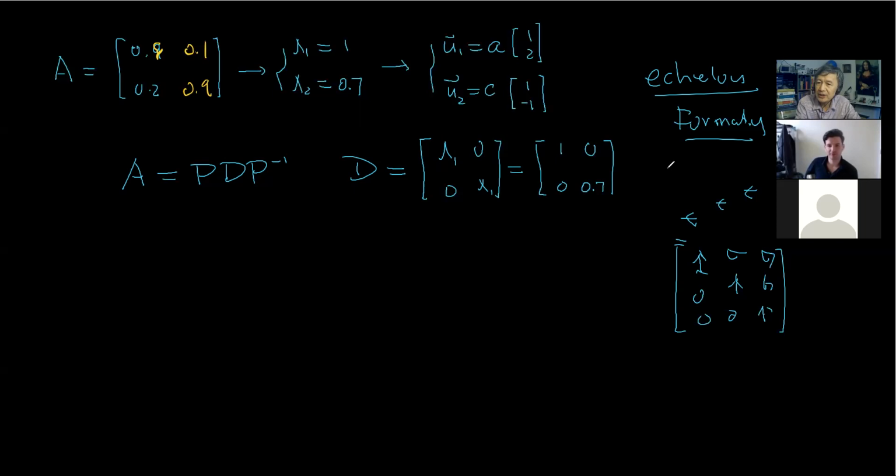Anyhow, so diagonal is echelon as well. It's actually simpler than that. Echelon is diagonal. D for diagonal. Diagonal is a part of echelon, right? So echelon is even simpler. Okay, that's a good deal.